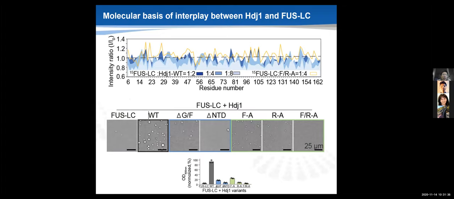Then we did an NMR experiment. Again, it shows that HSP40 can interact with multiple different residues along the low complexity domain. It doesn't have a particular region or particular residue to interact. It just weakly interacts with multiple residues in the FUS low complexity domain. Then we did a different kind of mutation or truncation, showing that in this case, the multiple arginines within that GF intrinsically disordered region are the most severely impaired in co-phase separation between HSP40 and the FUS low complexity domain.